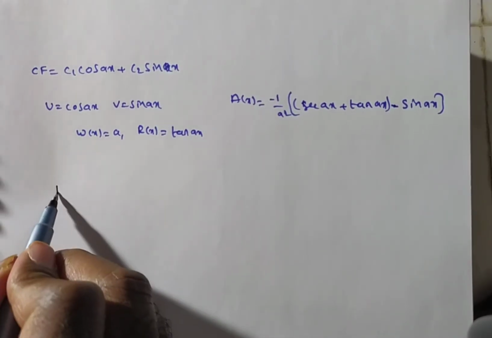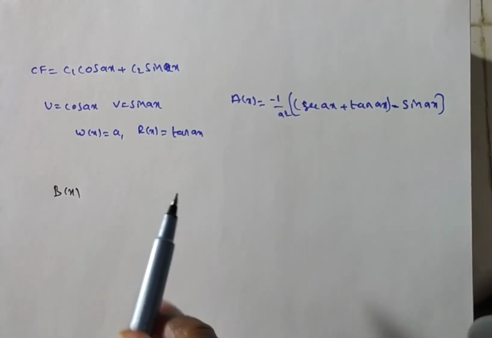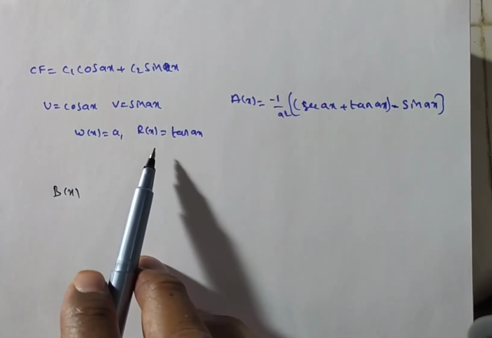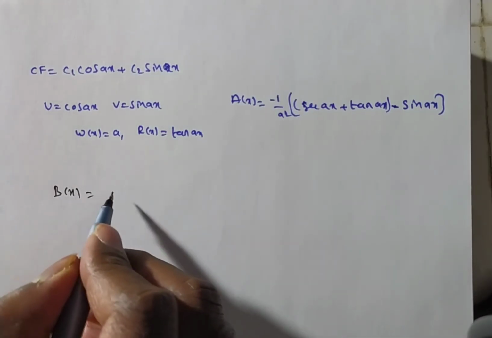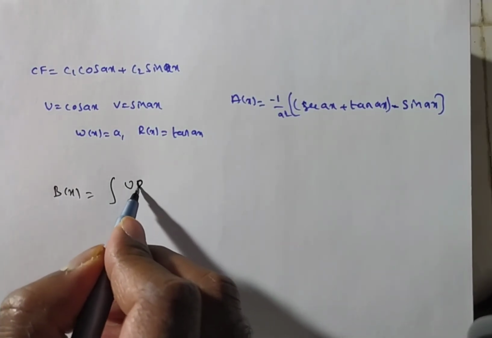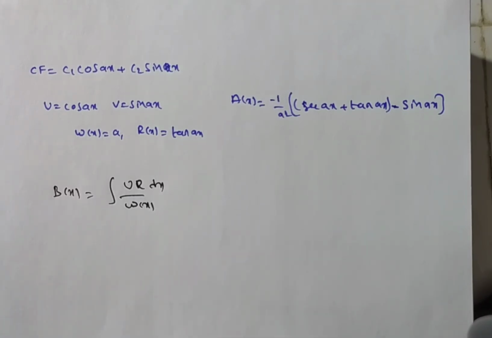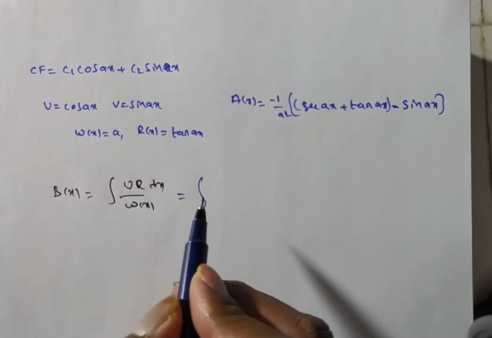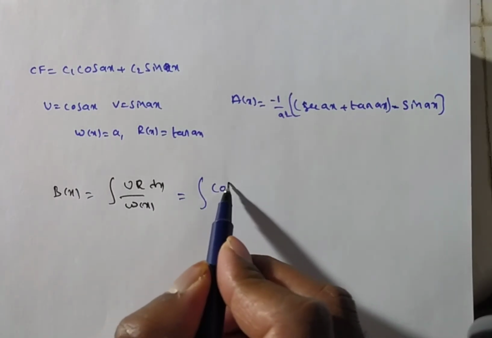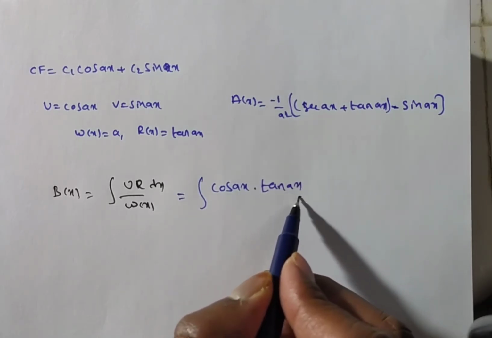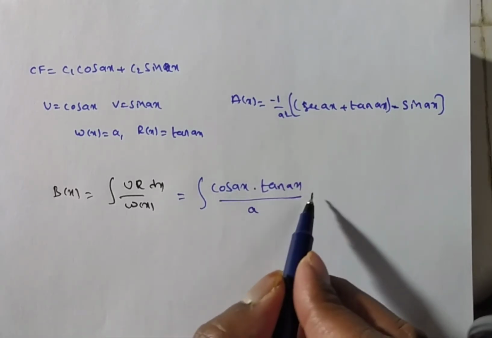Now b of x I am writing here. For convenience, I have written the complementary function, u value, v value, w of x, r of x, a of x here. Now b of x is equal to, we have the formula integral u r dx by w of x. Okay. Now what is u of x here actually? This is equal to integral, u is equal to cos ax, r is nothing but tan ax, by w of x is a, into dx.